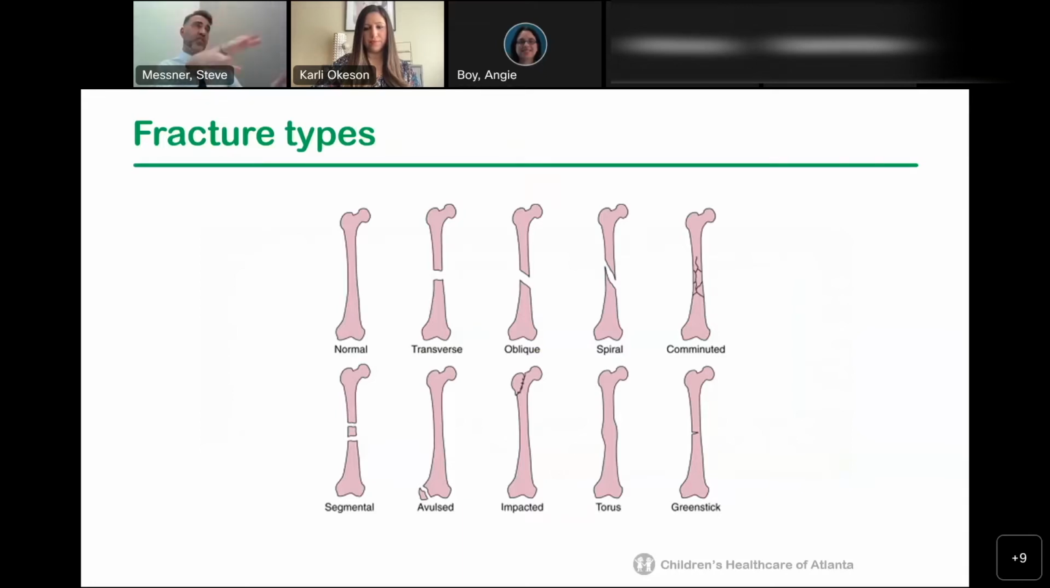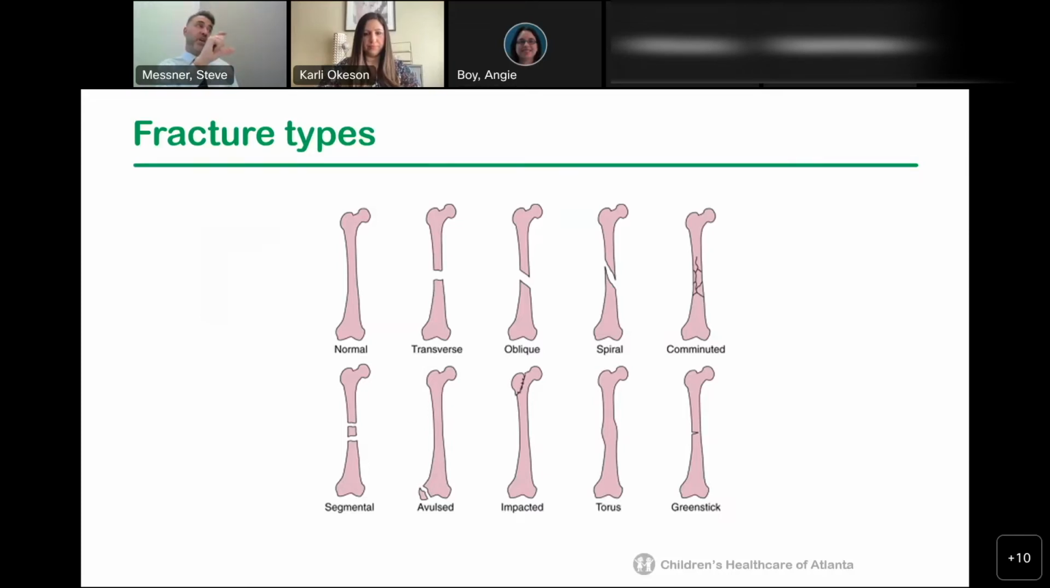If there's a little bit of a twist to it, then you wind up with an oblique fracture. If it goes around, then that's a pure torsion force spiral. If it's blown to bits, that's a comminuted fracture. That indicates that there's much more force present on the bone to cause it to fail, because it didn't just fail in one fracture plane. It kind of split the bone.